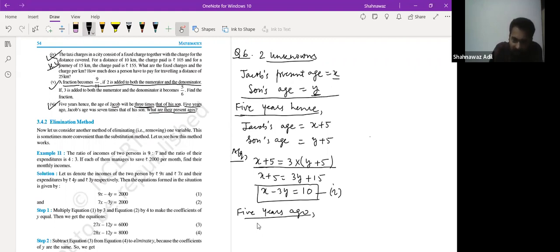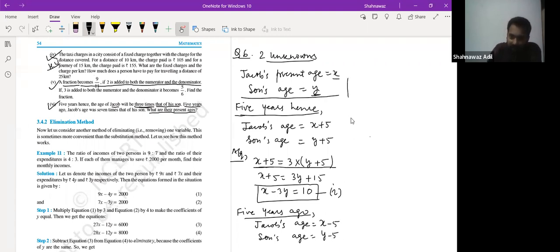5 years ago, what will be Jacob's age? X plus 5. So I am talking about 5 years before, so X minus 5, right? And his son's age will be? Y minus 5. Right, Y minus 5.